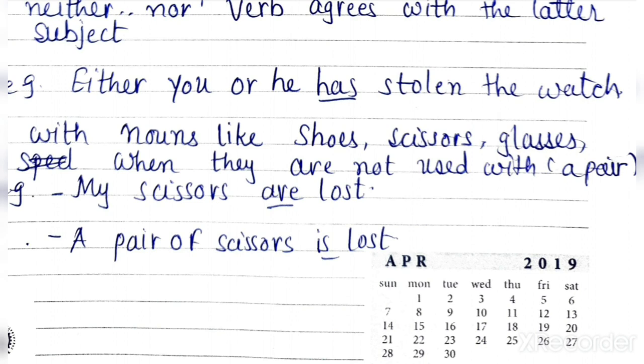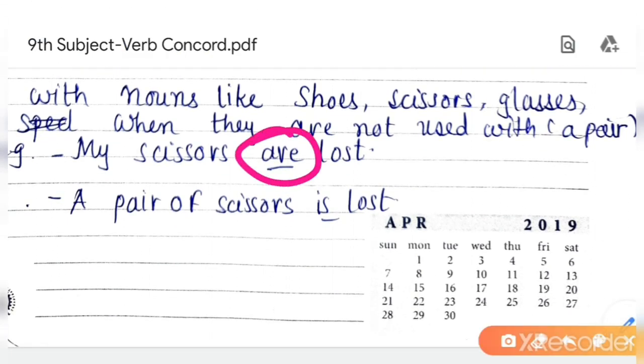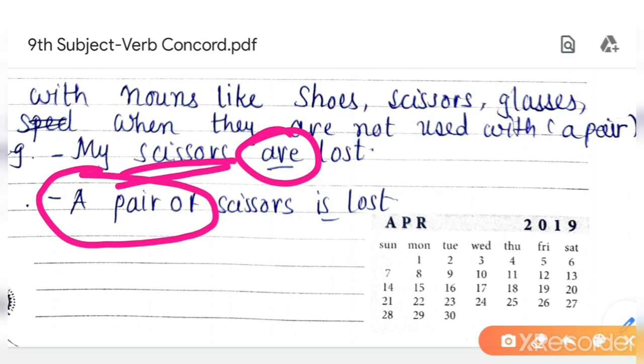With nouns like shoes, scissors, glasses, spectacles, when they are not used with the words "pair of", we use the plural form of the verb. For example, my scissors are lost. Here we have used "are". Why "are"? Because the word scissors is always used with a plural verb. But if the same sentence has "a pair of", then we use "is".